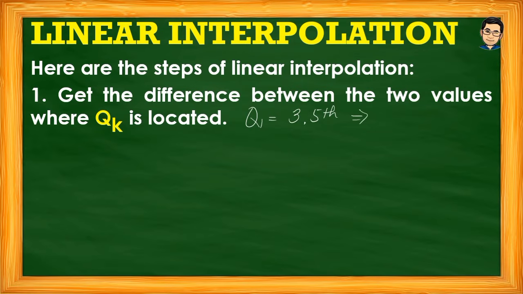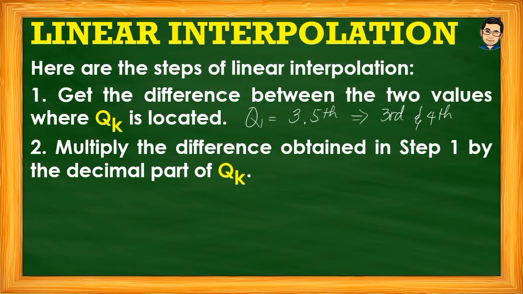Siyempre, sa pagitan po ng third and fourth data. Okay, so yung range na 3 to 4, nandun po yung 3.5. So, kung anong third data natin, tsaka fourth data natin, pag-subtract lang po natin yon. And then, kapag may nakuha tayong difference sa step 1, i-multiply lang po natin yon dun sa decimal part ng position na nakuha natin. Okay.